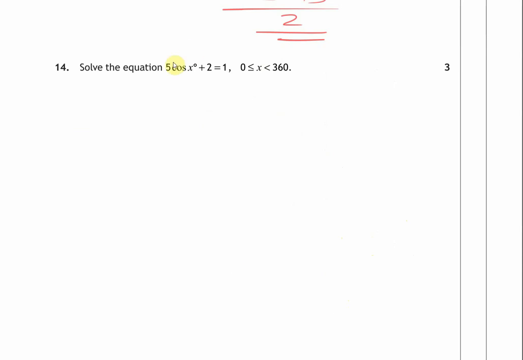Now, question 14 is a trig equations question, and it asks us to solve for the values of x between the conditions of 0 and 360 degrees. So the first thing to do is write out the equation that it gives us. Plus 2 equals 1. Now we need to rearrange this for cos x. So the first thing we'll do is bring the plus 2 across. If it's plus 2 on this side, it's going to go over as minus. So we get 5 cos x equals 1 minus 2, which is minus 1.